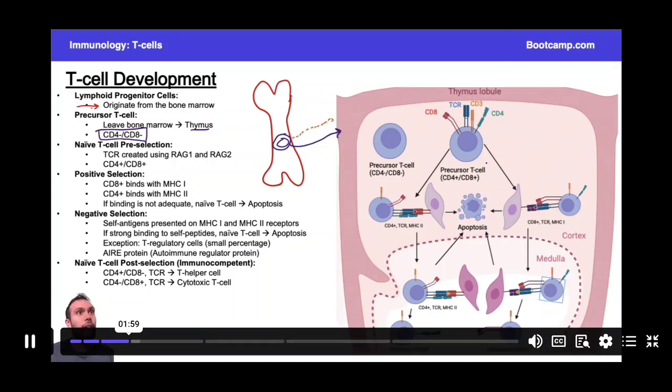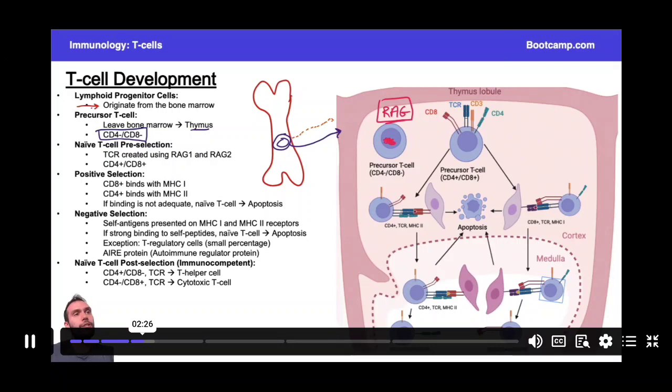Now, once it gets to the thymus, though, there are going to be certain enzymes, certain genes that are going to stimulate shuffling of some of the genes in this precursor T cell. And the one that you really want to be familiar with is going to be RAG, which is essentially the recombinase activating gene. If you think about a recombinase enzyme, what are we talking about? We're talking about taking the DNA, shuffling it up, mixing it up so that we get some variation and some diversity in those genes.